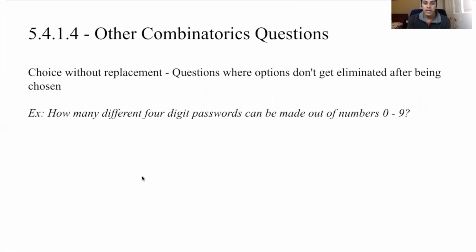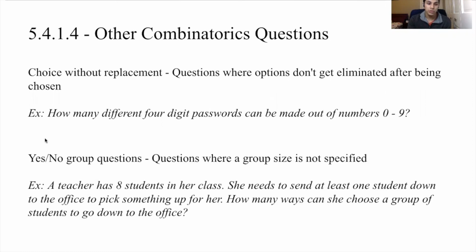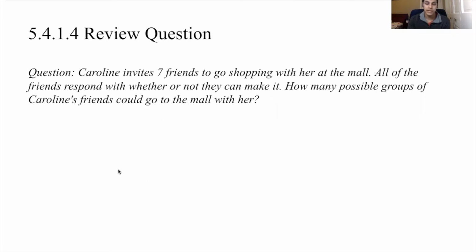And then we did a review question where we found that there are 56 possible groups of 5 astronauts. And finally, we just looked at 2 other types of combinatorics questions that didn't really fit those other categories, but they were pretty simple. We had choice without replacement and yes or no group questions, and most of these were just intuitive. And then we did a yes or no group question as our final review question and got 128 groups.